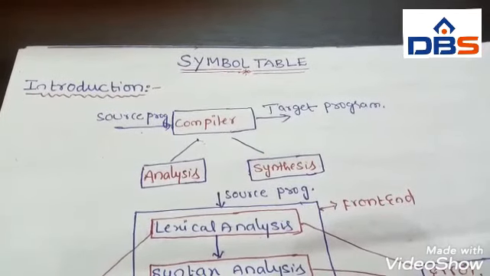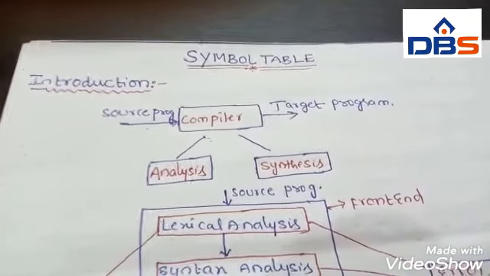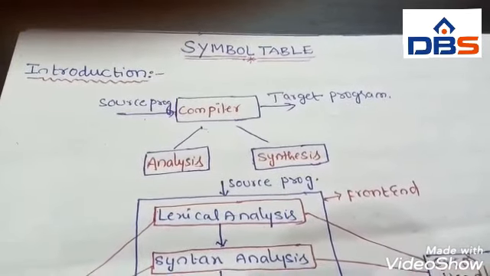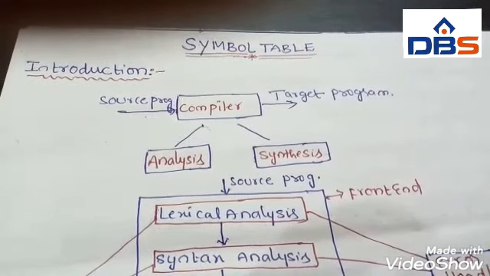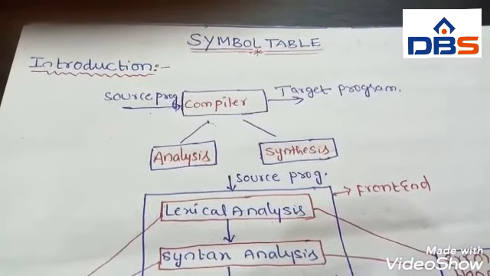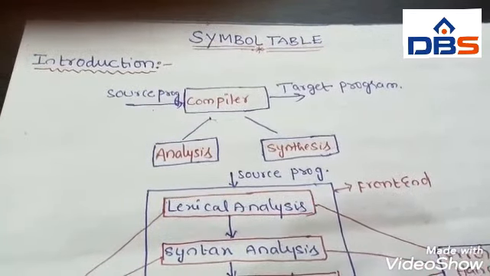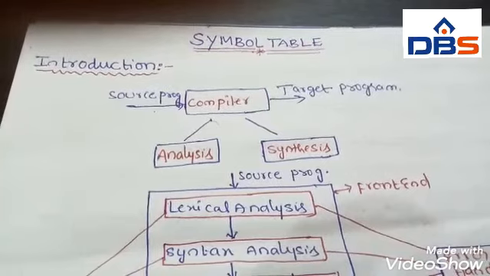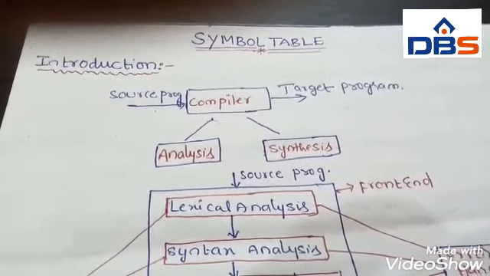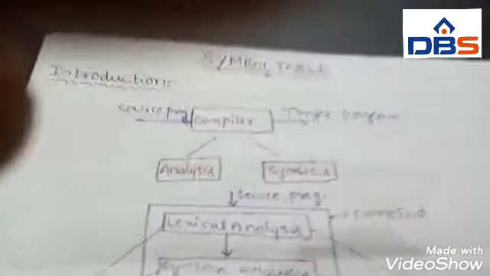Before seeing what a symbol table is, let's have a look at the structure of a compiler. A compiler takes a source program as input and gives a target program as output. Up to this point we have treated a compiler as a single box that maps a source program into a semantically equivalent target program. If you open this box a little, we see that there are two parts: the analysis part and the synthesis part.